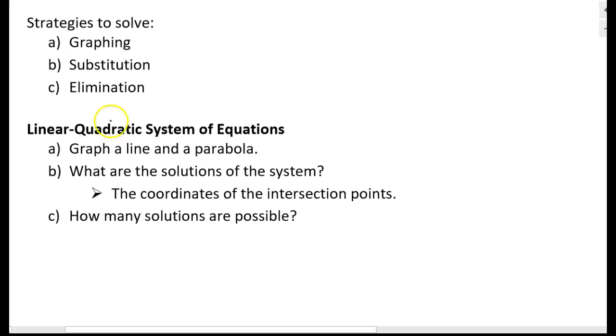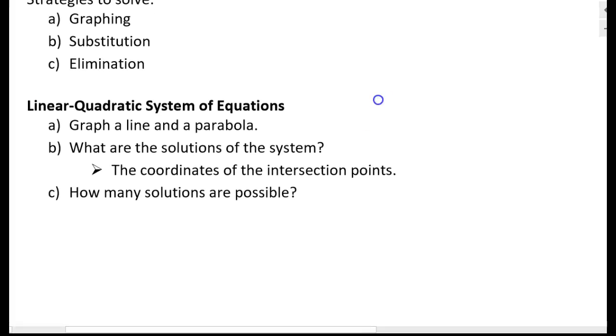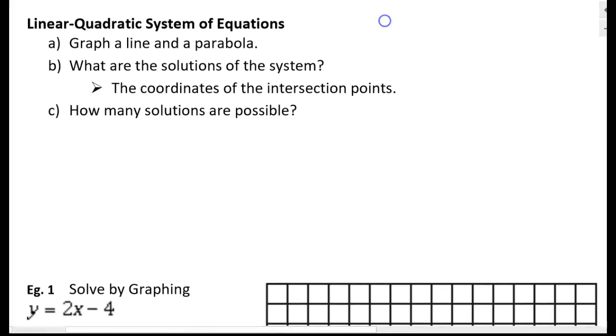We still see them showing up right here. This lesson in particular is just going to focus on solving it graphically. Our next lesson will look at solving systems algebraically. So a linear quadratic system of equations is one that is composed of both a line and a parabola. Okay, so linear quadratic, line, and parabola.